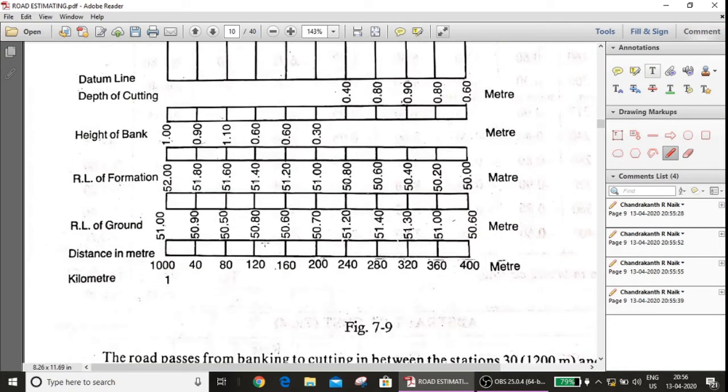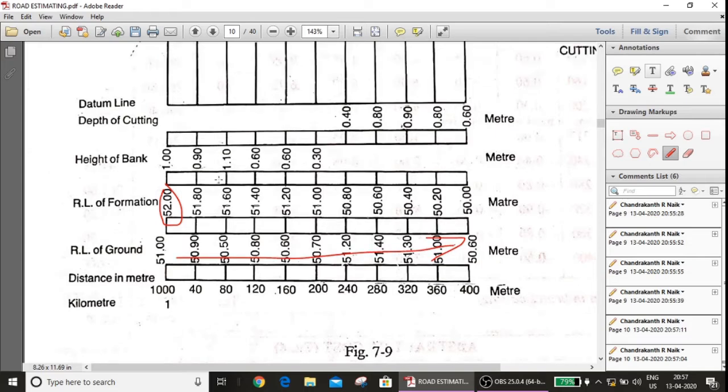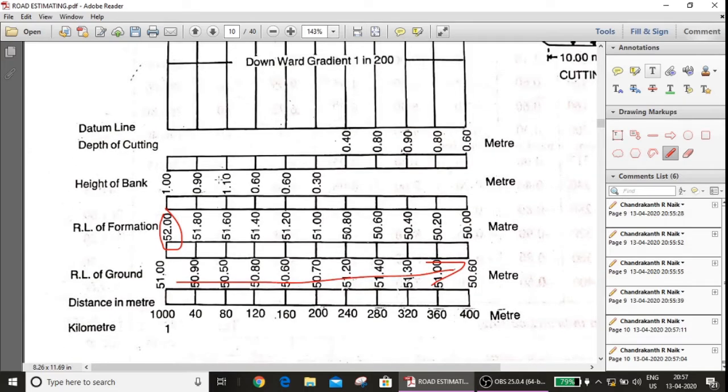So here see, my dear students, RL of the ground, we saw there are about 10 stations. Distance in meters, you have taken 1000, 40, 80, they have taken directly. Okay, 40, 80, 120 till 400 meter it is there. Then RL of the ground they have given 51, 50.90, 50.50. These are the RLs. Formation level they have given for a station at 25. Starting they have given the formation level that is 52 and have told that the gradient will be downward gradient that is 1 in 200.